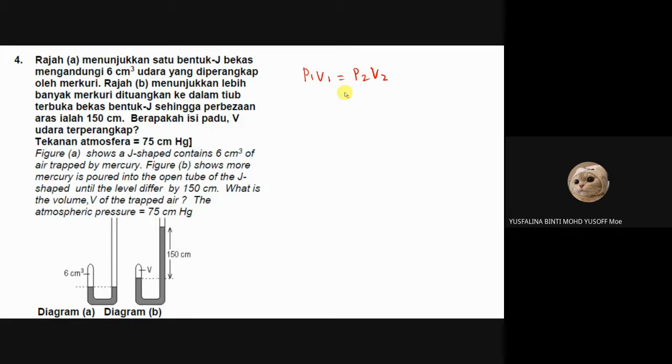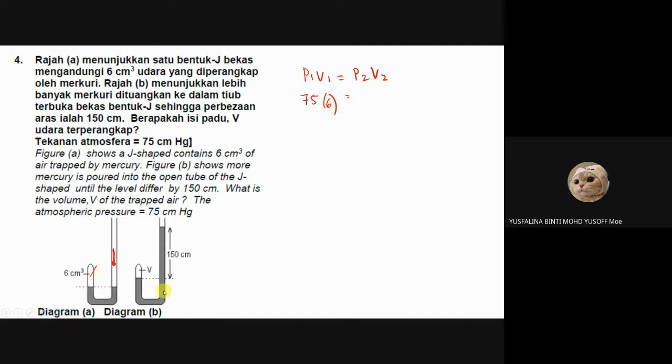Okay, so let's see for diagram A, right? So what is the equation for diagram A? So you can see here at this part, right? The level of the mercury is the same. Okay. So what happened here? You just have 75. Okay, 75 is the atmospheric pressure, because you know when it is an open surface there will be atmospheric pressure acting on it. Okay. So pressure is 75. Okay, so what is the volume of air here? That is 6. Okay, so that is the first one.